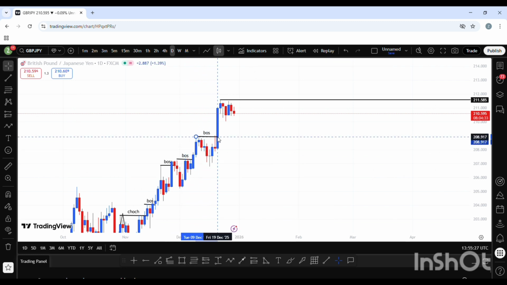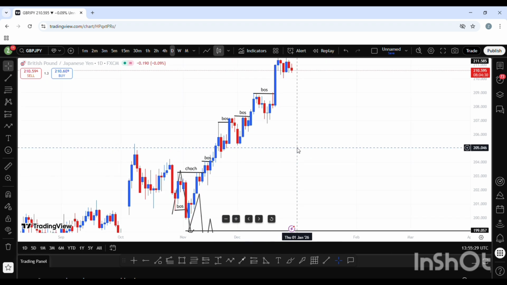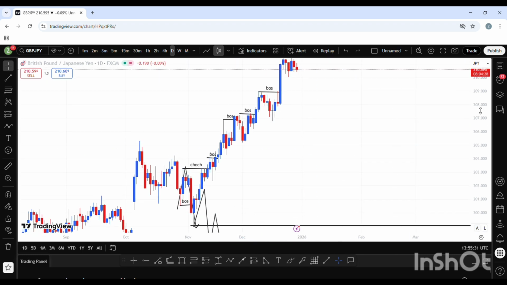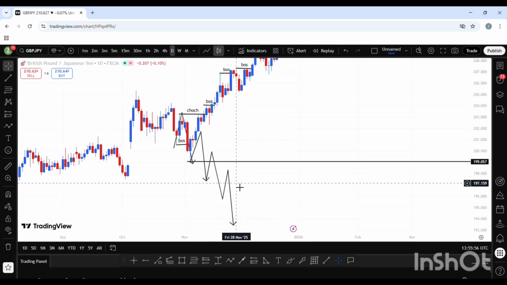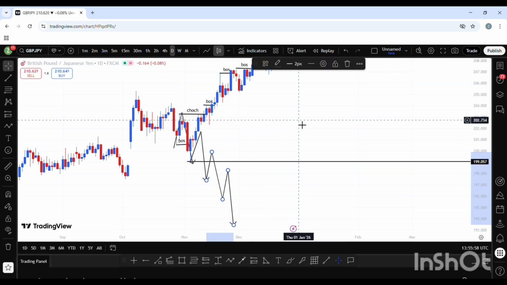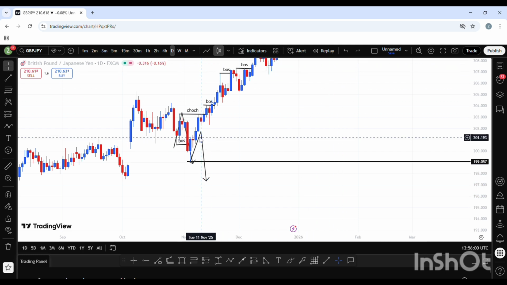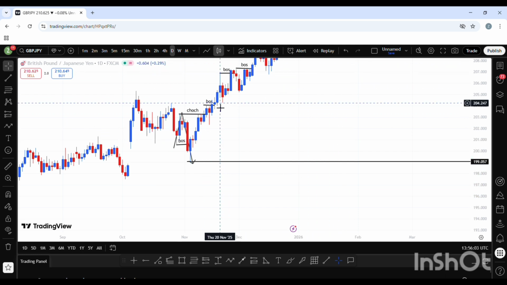So after I've mapped all the break of structures, hope you can see how I've mapped mine. If you don't know how to do this, you can only know it by practicing. Practice, practice, practice, and watch how the market will behave once it gets to your point of interest, okay? So let me just take off this because I am sure you've understood. If you've not understood, don't be too hard on yourself.